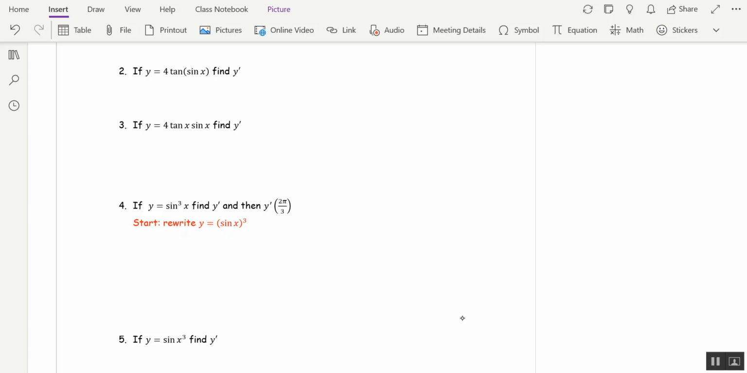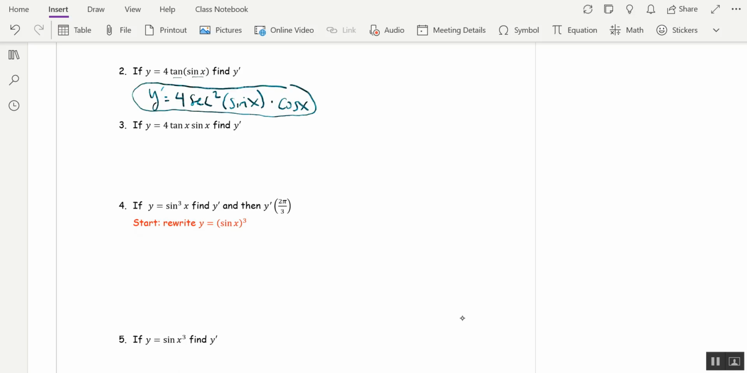So for number 2, this is a composition. Tangent is on the outside, sine of x is on the inside. So y prime is 4, take the derivative of tangent, which is secant squared. The argument we leave alone, that's sine of x. Then we multiply by the derivative of sine x, which is positive cos x. And that's it. There's our derivative.